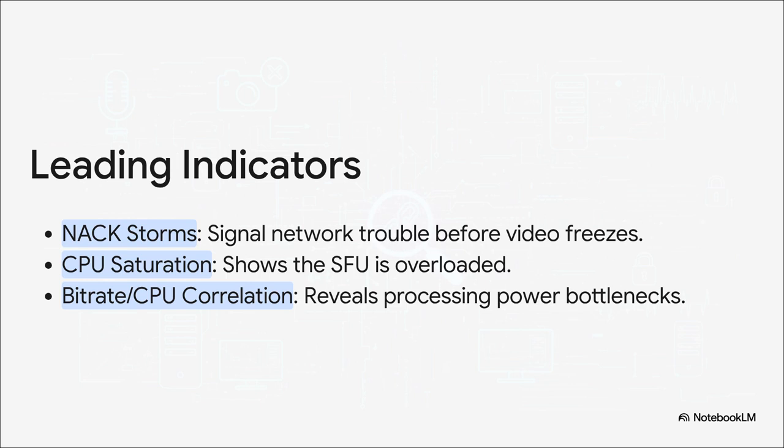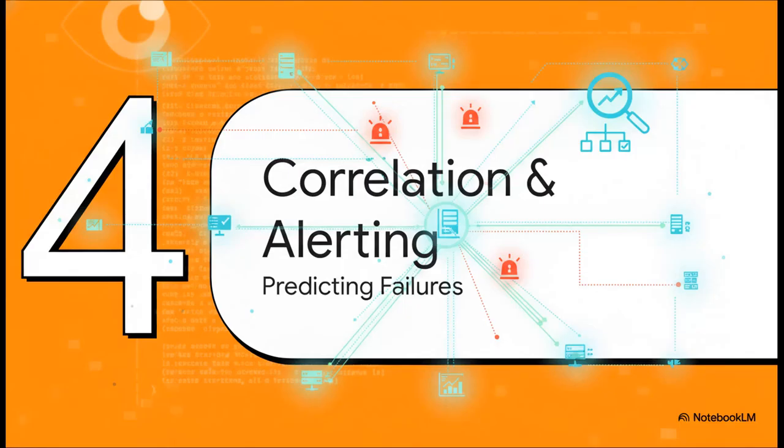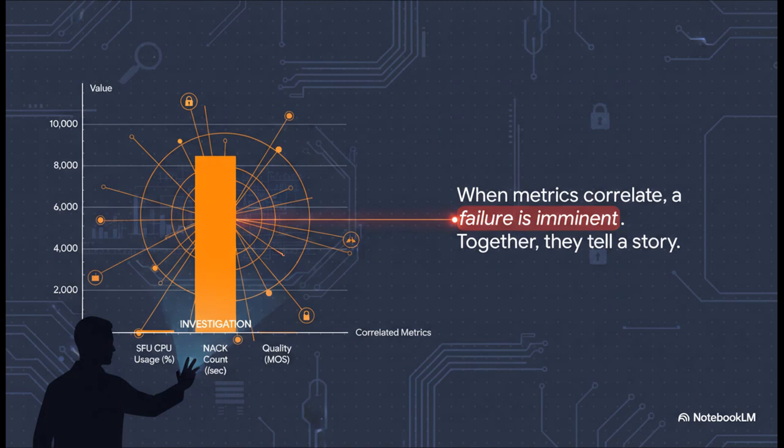Now, having all these metrics is great, but data without context is just noise. The real magic happens when you start connecting these dots. That's how you turn all this raw data into a proactive signal that can actually predict failures before they happen. This chart shows that magic in action. Look at this first bar. The SFU CPU usage is screaming at 95%. Now, at the exact same moment, look at the second bar. The NACK count has absolutely exploded to over 8,000 per second. And the result? Track this third bar down. The user-perceived quality has plummeted. Any one of these is just a number. All three together, that's a story. That's a failure about to happen.